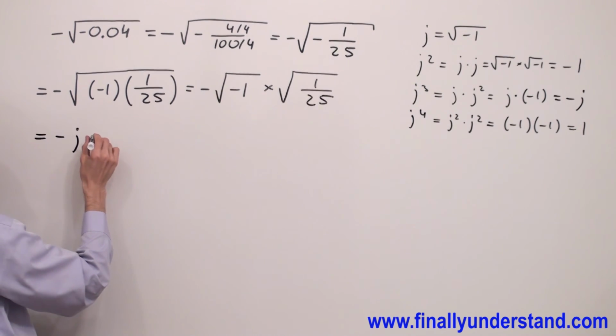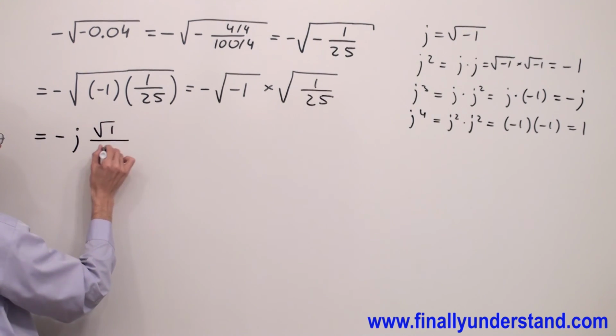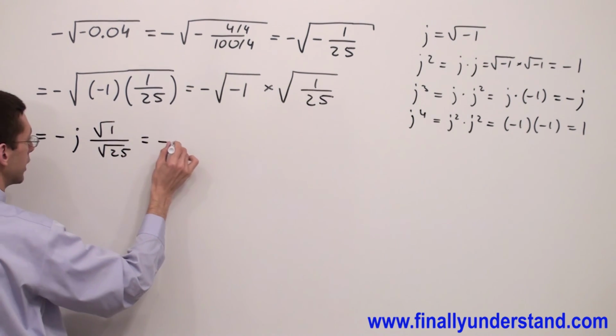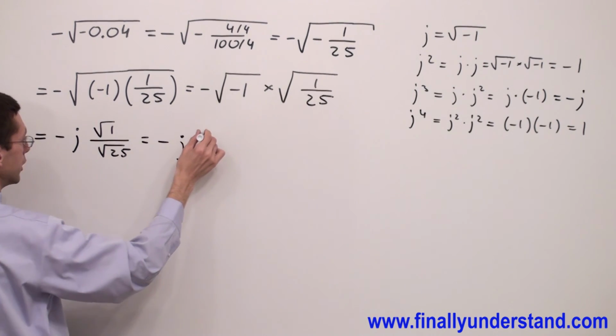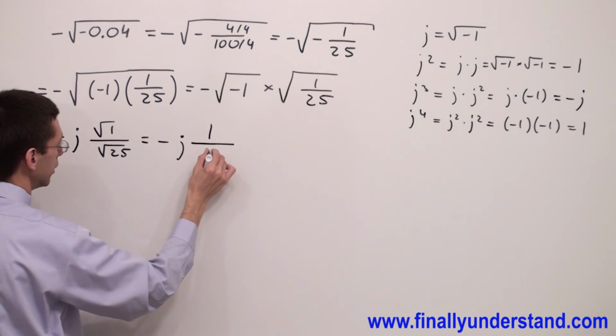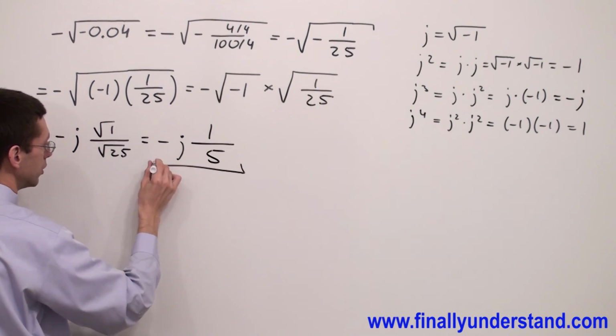And I'm going to have square root of 1 over square root of 25, which is equal to negative j, square root of 1 is equal to 1, over square root of 25, which is equal to 5. This is the solution to my problem.